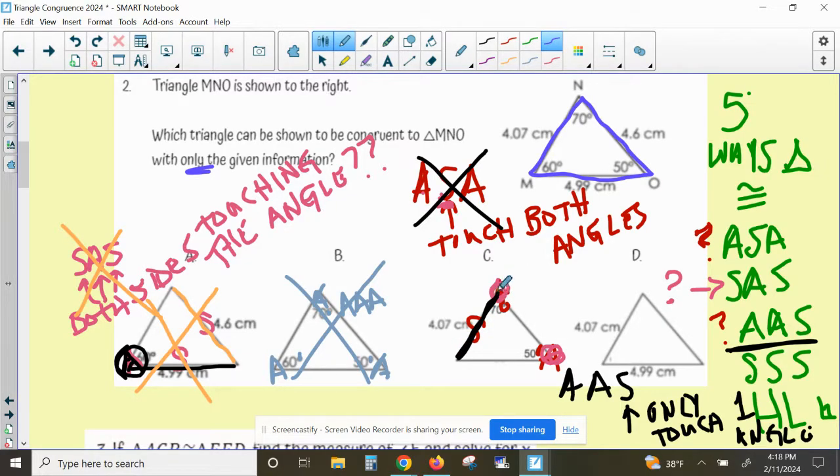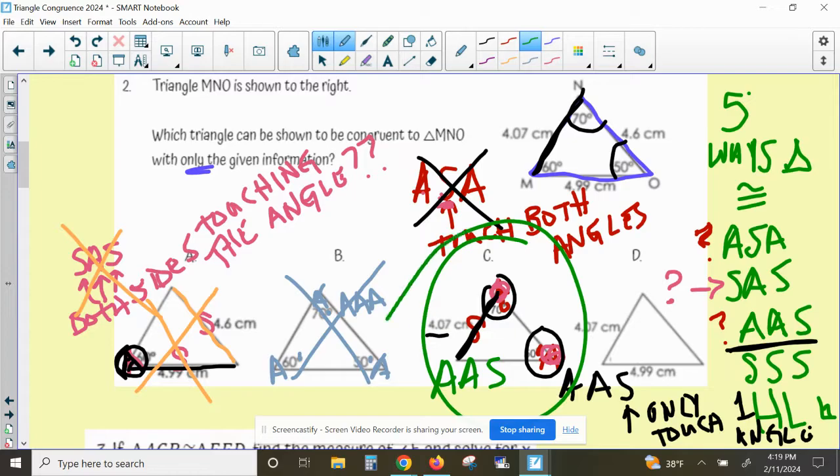Yep, it's touching this angle and not that one. That's only one. And if you look, it's going to match up to these pieces because this 40 right here is right here. And then we have the 70 at the top matching. And then we have the 50 over here matching. So we do have, this one is congruent by angle, side. So this is a winner, winner, chicken dinner.